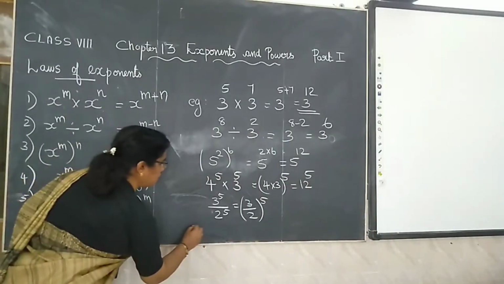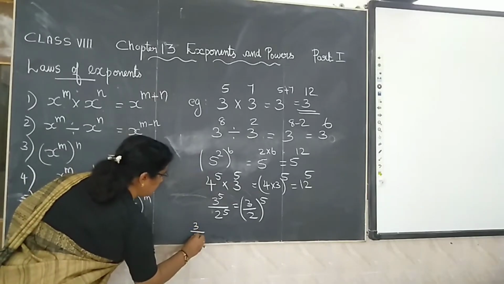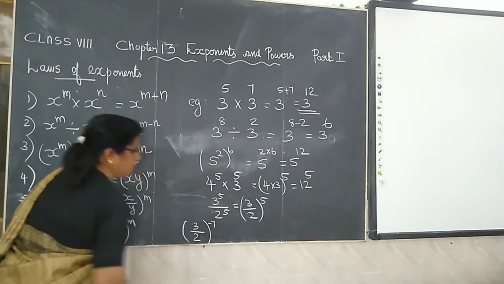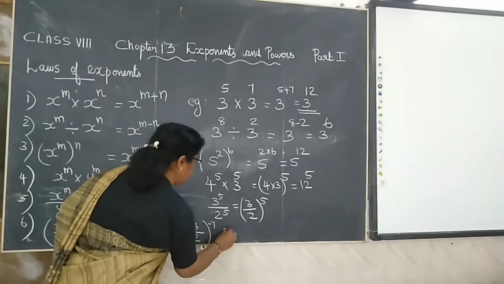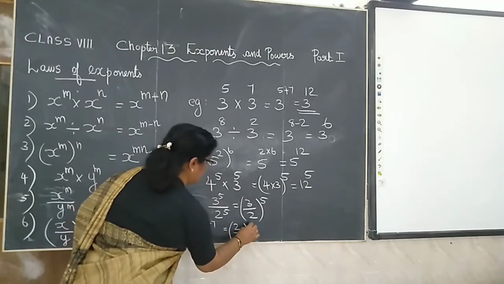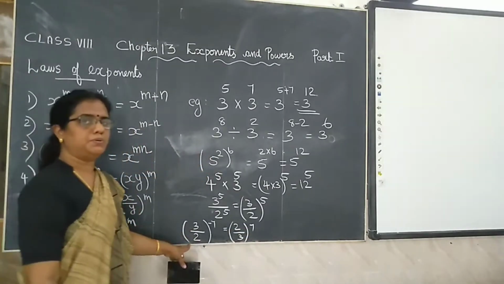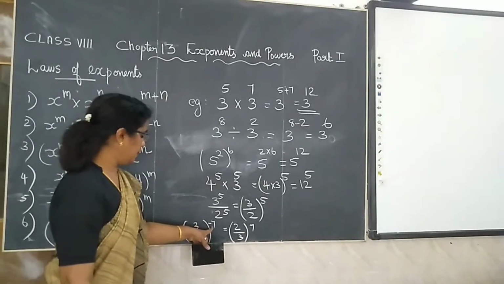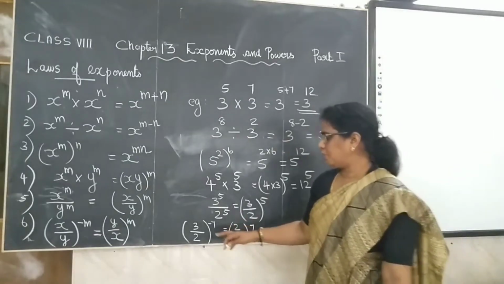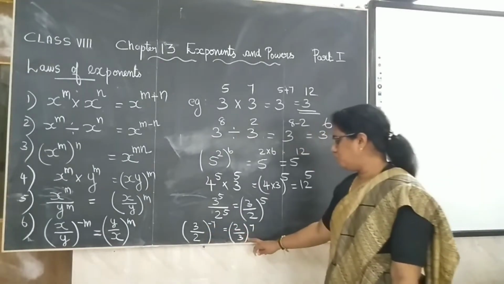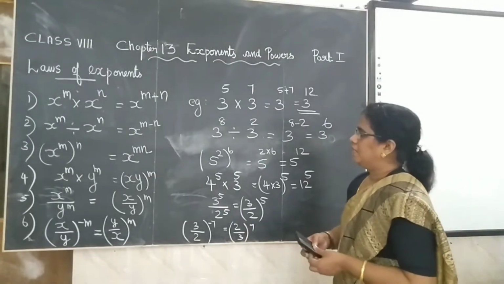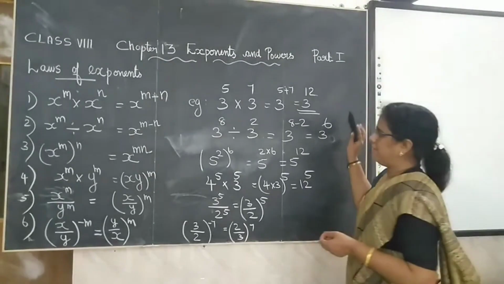For example, 3 by 2 whole raised to minus 7. That we can write as 2 by 3 whole raised to 7. Here it was 3 by 2 and the power was negative, so we change the power into positive by taking the reciprocal. That is, 3 by 2 becomes 2 by 3, then 2 by 3 whole raised to 7. Now the next law.